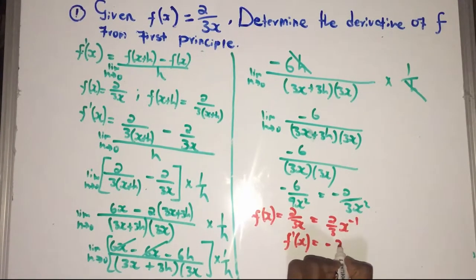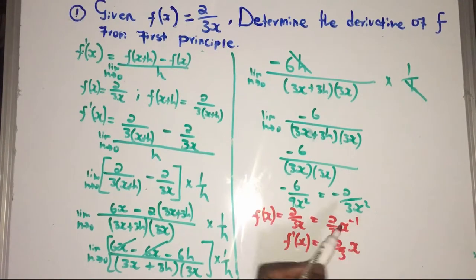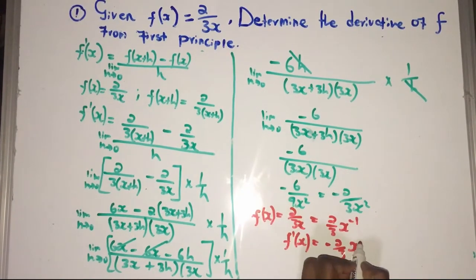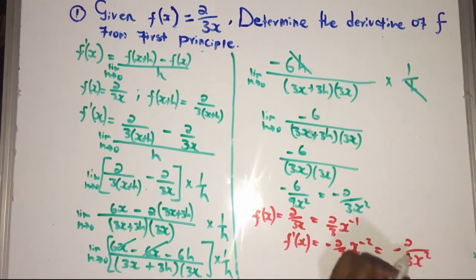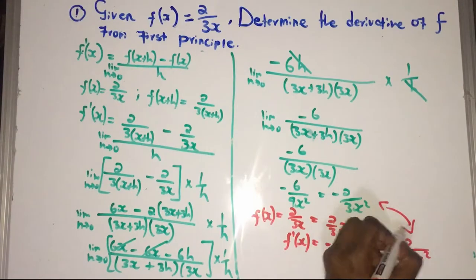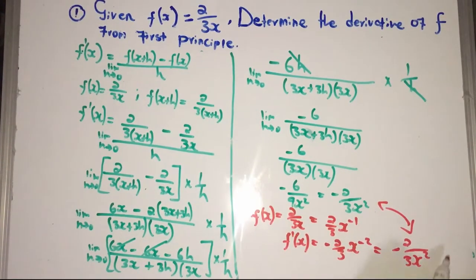We multiply this term by the whole thing, so the 1 minus 2 over 3 and then x. Since the exponent is minus 1, we differentiate and get minus 2. So this is the same as minus 2 over 3x squared, which is the same as that. So this we're going to use as a confirmation.